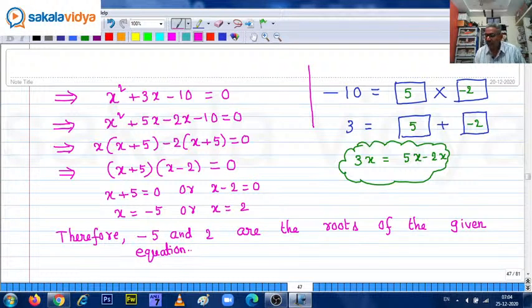So this process needs to be followed. Okay, now let us move to the next problem.